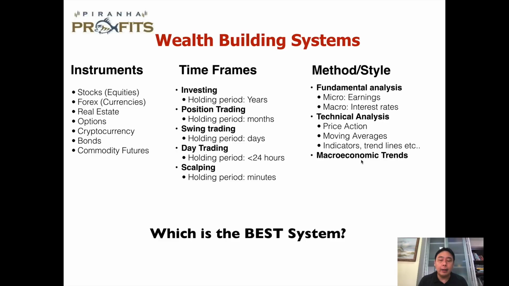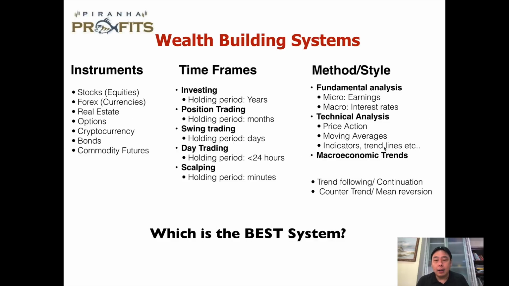Some people, they make decisions based on macroeconomics. People like Ray Dalio, people like George Soros, they look at interest rates, they look at all these macro inflationary GDP stuff to make a decision. Okay, so there are many ways.